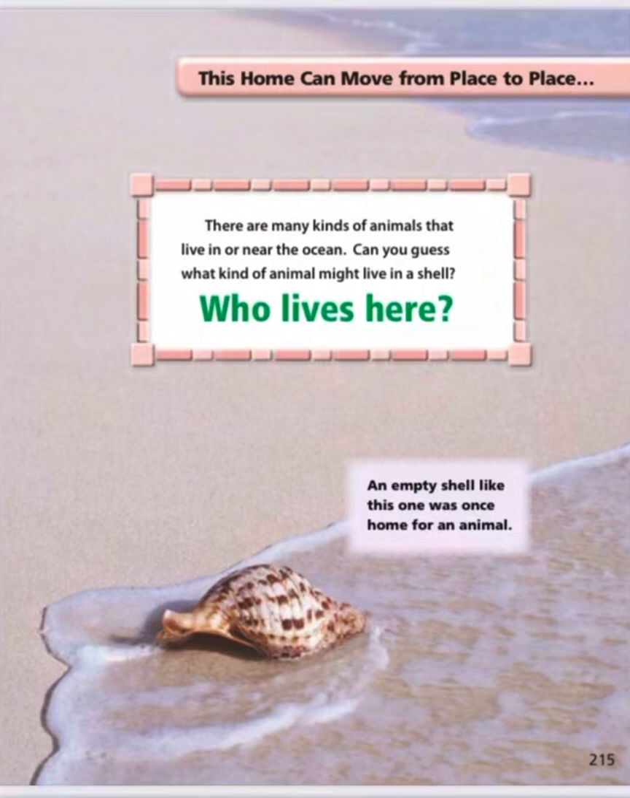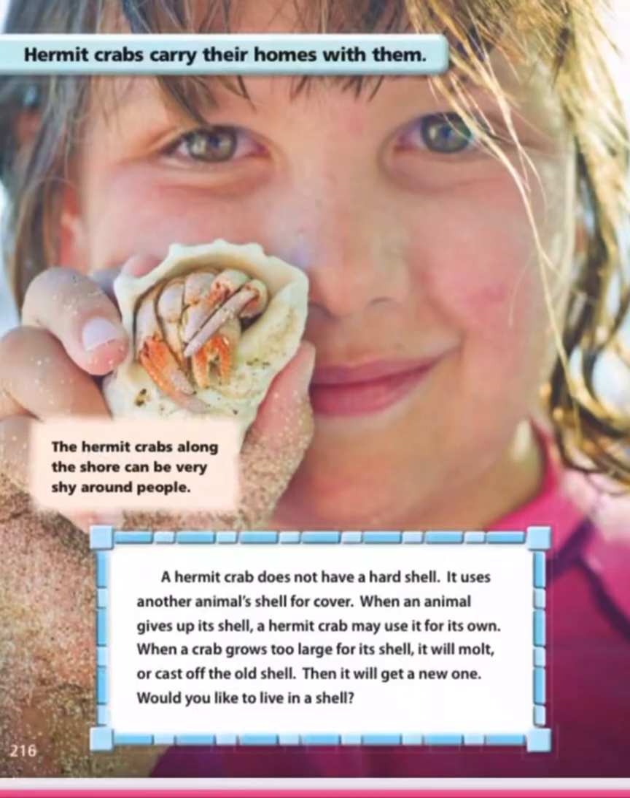This home can move from place to place. There are many kinds of animals that live in or near the ocean. Can you guess what kind of animal might live in a shell? Who lives here? An empty shell like this one was once home for an animal. Hermit crabs carry their homes with them.